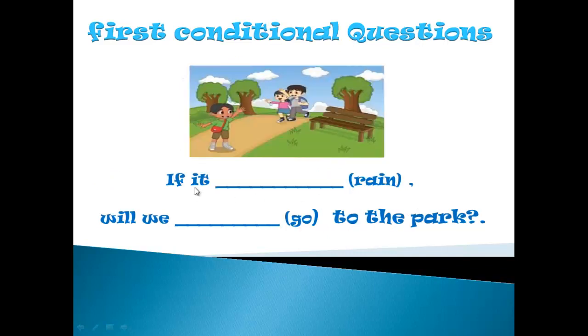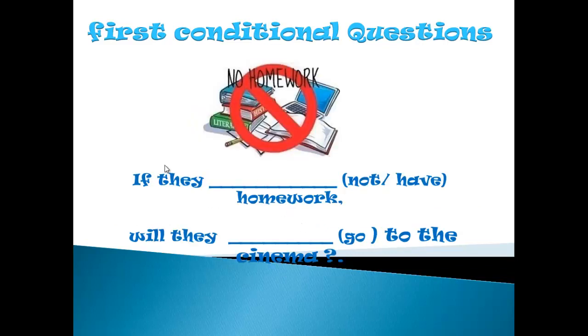The next: if it rain, will we go to the park? Okay, if it, I start with what? With if, so you should add a comma. If it, the subject is it. After it, what is the answer? What should you write? Rains. Good job. Will we? So we said after will, the verb should be the same without any change. The verb 1. Will we go to the park? Excellent. Now the last one.